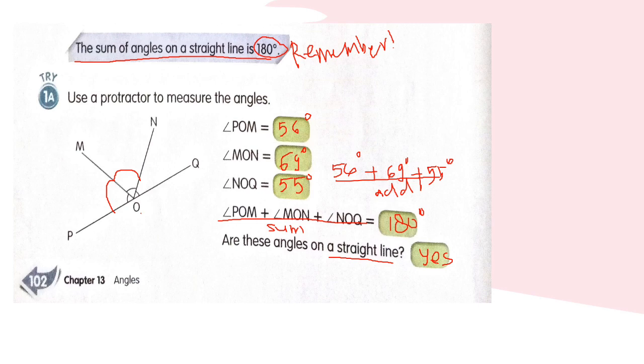Okay, karena total jumlah dari ketiga sudut ini sama dengan 180 derajat, berarti sudut ini semuanya berada pada satu garis lurus. Oke, ingat, sudut yang berada pada satu garis lurus, maka total sudutnya ini akan sama dengan 180 derajat.